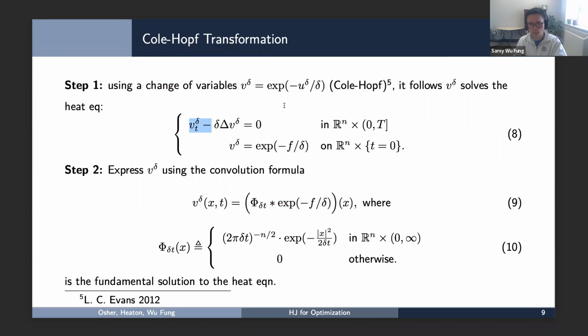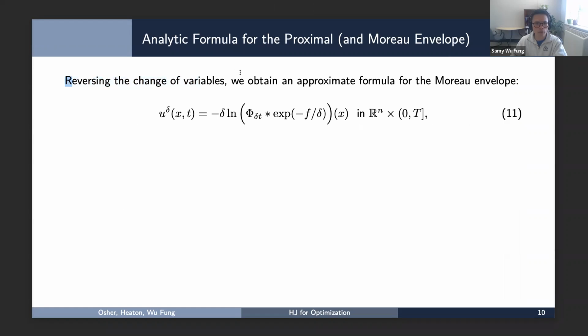Now, why is this useful? It's because I can now rewrite U delta using this expression over here. Doing this, I change my variables. I use a fundamental solution of the heat equation. I do a reverse change of variables now. So I'm going to reverse this change of variables, and I can write the solution U delta using this convolution here. So it's going to be a negative delta log of this convolution and so on. So this gives us an explicit formula for approximating this U delta, and it's done through this convolution.